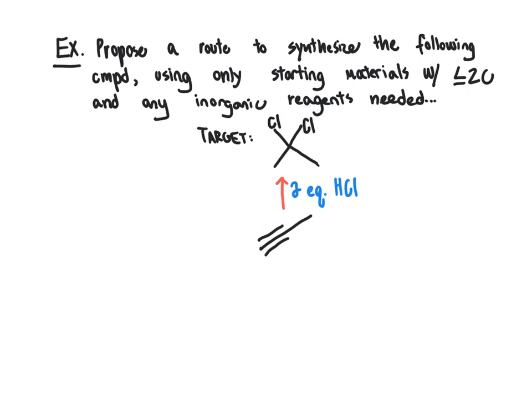We then, though, have to continue thinking backwards because our problem here says that the starting materials that we begin our pathway with have to have 2 or fewer carbon atoms.